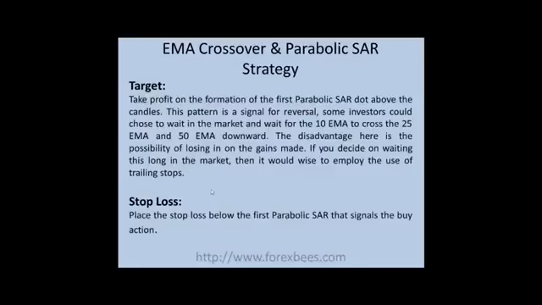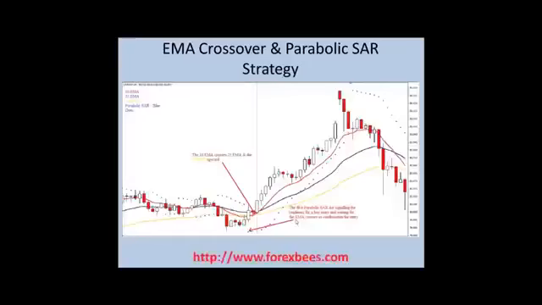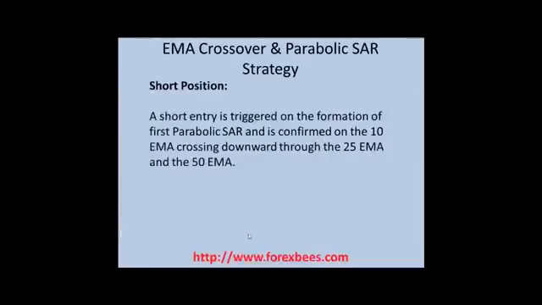And the stop loss: place the stop loss below the first parabolic SAR dot that signals the buy action. So this is your first parabolic SAR dot. So place the stop loss below this one.